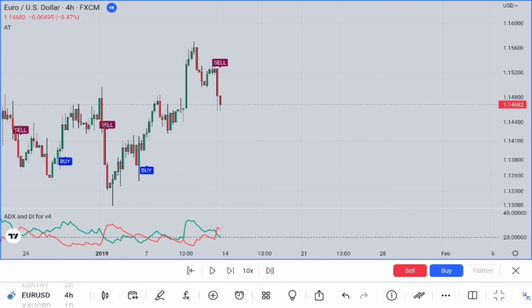Yes, we got a sell signal here. In our ADX indicator below, the red line is above the green line, and this signal meets the conditions for a short position. Our target is 1 to 1.5.